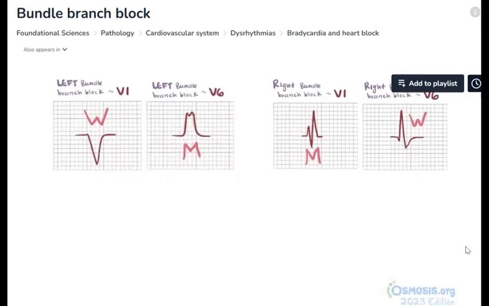Now, if we look at all of these, you've got a W shape in V1, an M shape in V6 for left bundle branch block, but then an M shape in V1 and a W shape in V6 in right bundle branch block, which sets us up for this awesome mnemonic, William Morrow.